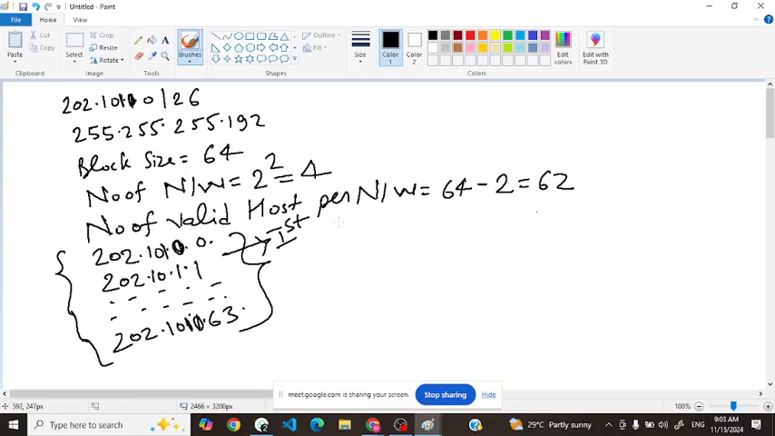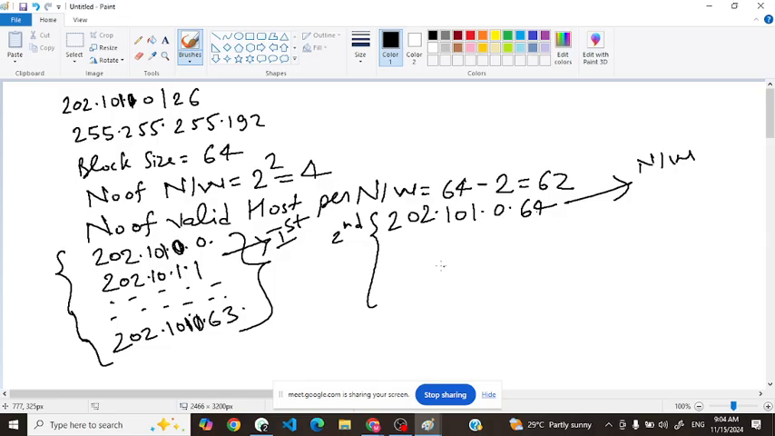For the second network, what is the total number of networks? Lakshman, you were confused in the last part. Yes, sir. Total number of networks that can be formed is equal to 4. So it will start from 202.101.0.64. For the second network, it will be the network ID. Yes, sir. And then the last will be 127, 202.101.0.127.